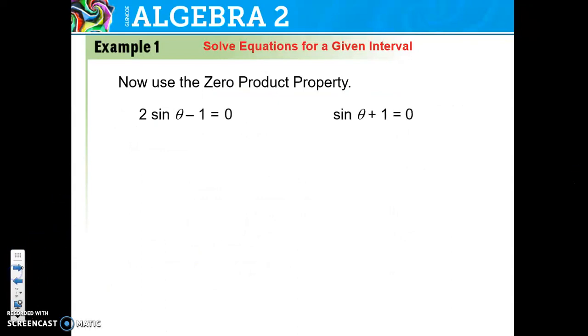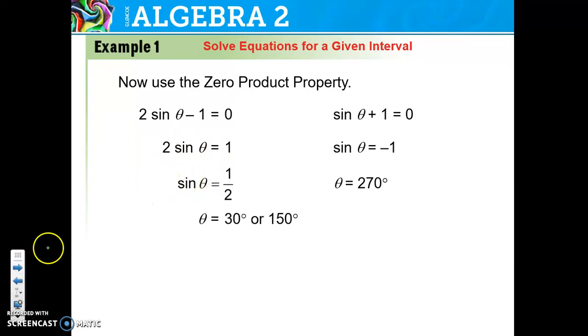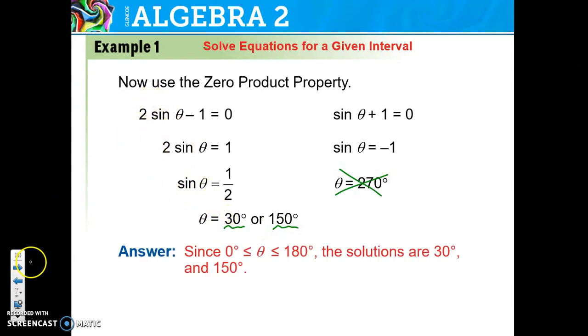So I set each factor equal to 0. 2 times the sine of theta minus 1 equals 0. That means that the sine of theta has to equal 1/2, so I'm isolating the sine of theta. Where is the sine of theta equal to 1/2 in the first 2 quadrants? At 30 degrees and at 150 degrees. So those are the 2 values of theta that work for that factor: 30 degrees and 150 degrees.